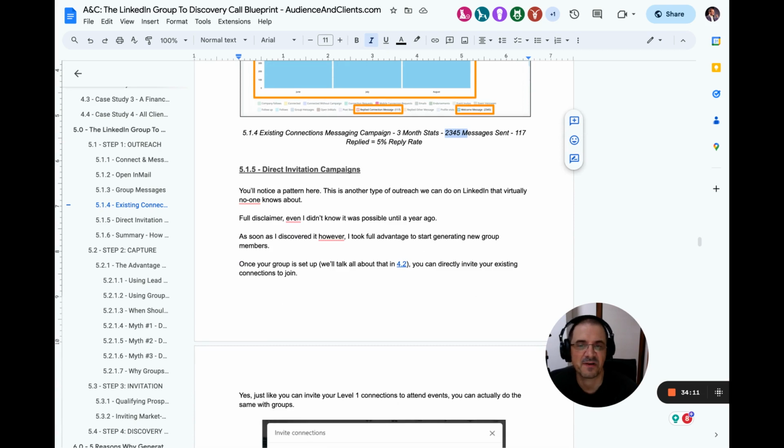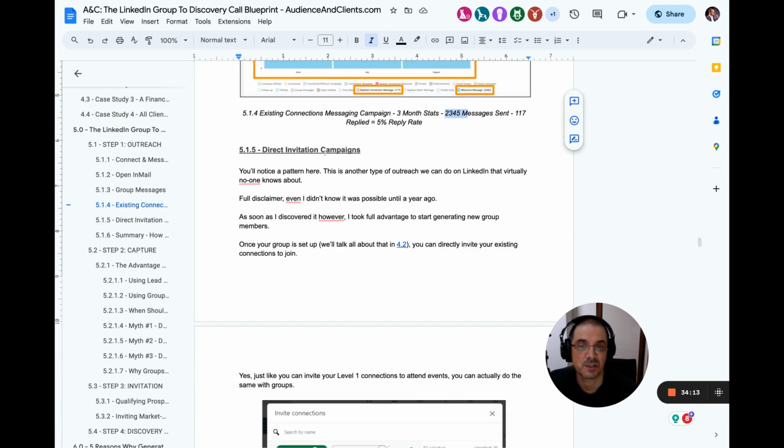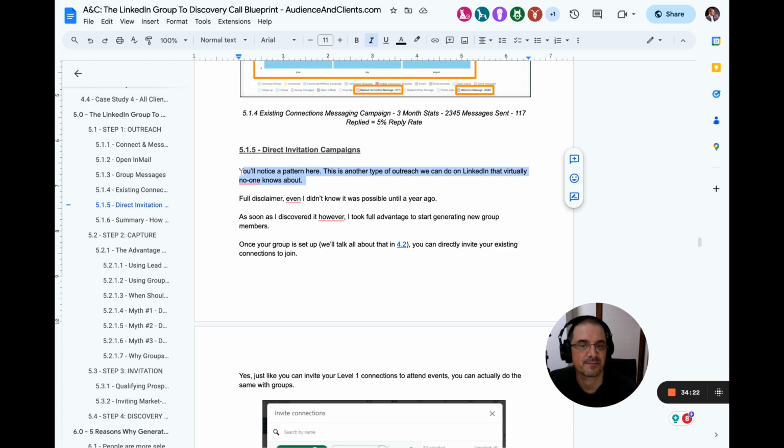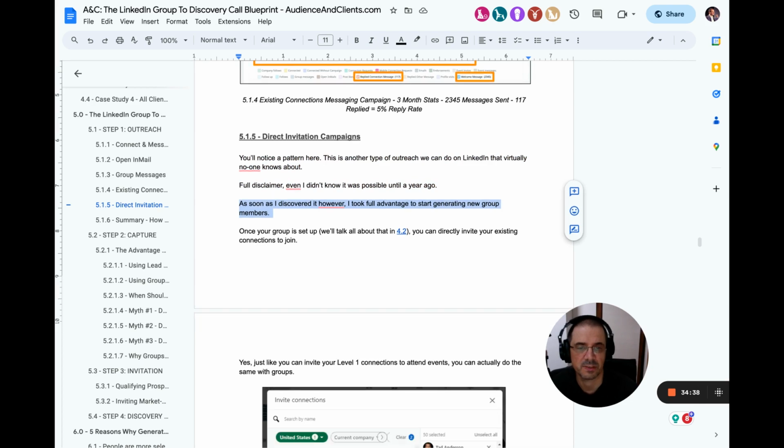Campaign number five is direct invitation campaigns. And by far the fewest people know about this. This is one of the biggest secrets. So you'll notice a pattern here. But there is another type of outreach we can do that virtually nobody knows about. And you know what? Full disclaimer, I didn't even know this was possible until a year ago, too. And I'm supposed to be an expert in this stuff. But as soon as I discovered it, I started to take full advantage to generate new group members for my clients.